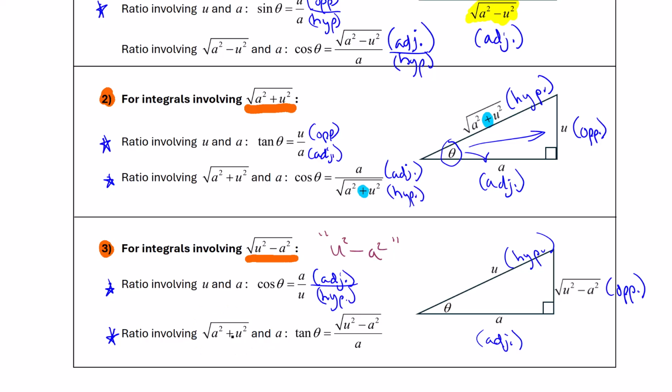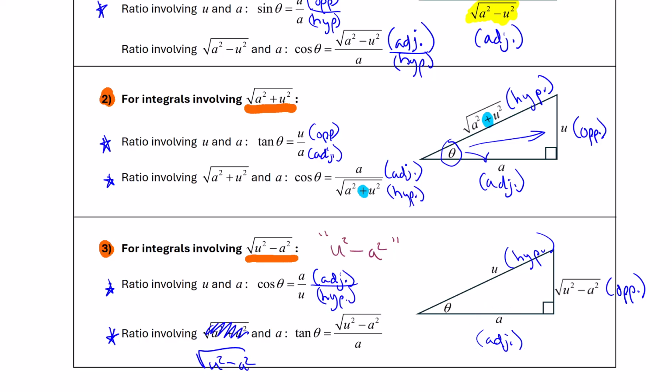Moving on here, a ratio involving the square root of a squared plus u squared. Nope, that's a typo. That's supposed to be a minus. Sorry, let me rewrite that here. This is supposed to be the square root of u squared minus a squared, which is the one we're in. I just misprinted that bottom line, sorry. There it is, fixed. And a, then of course, we've already labeled that the root is the opposite. That is, the square root of u squared minus a squared is across from theta, so that's the opposite. And then, of course, a is the adjacent.